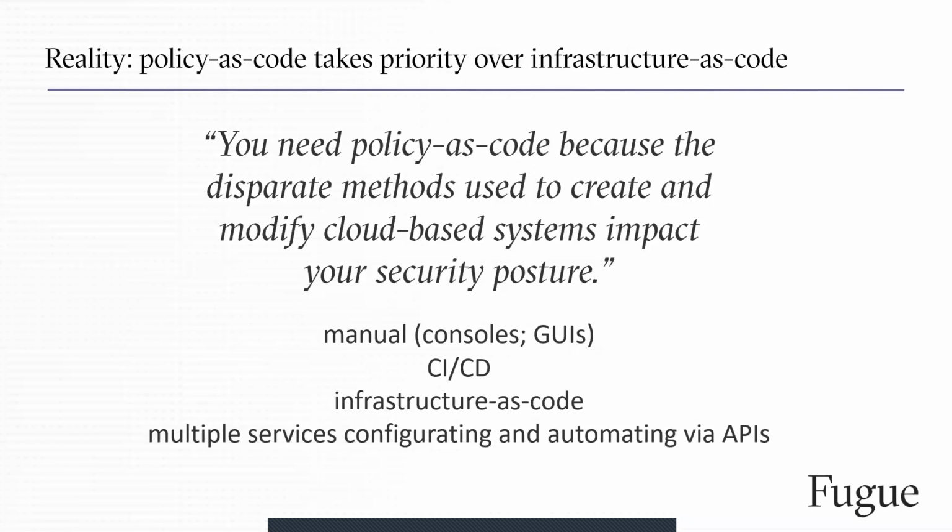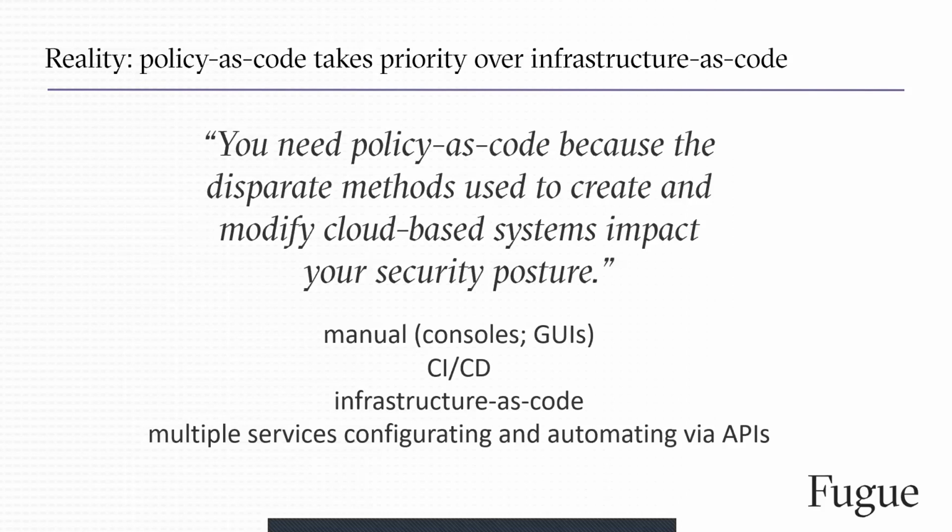Okay, the reality, well, I just spoke to this. I got ahead of myself. You need policy as code because the disparate methods used to create and modify cloud-based systems impact your security posture. It may be manual, consoles and GUIs, maintenance windows, system is down, somebody goes in to make tweaks. Are they going to modify Terraform code in your repo and ask for a pull request at 2 o'clock in the morning and get an approval to that, and then go through the CI/CD pipeline to make one small change so that they can get a system back up and running? Maybe your answer is yes. I think you're wrong if your answer is yes. You should not do that because your competitors are not going to do that, and they're going to fix their systems faster.